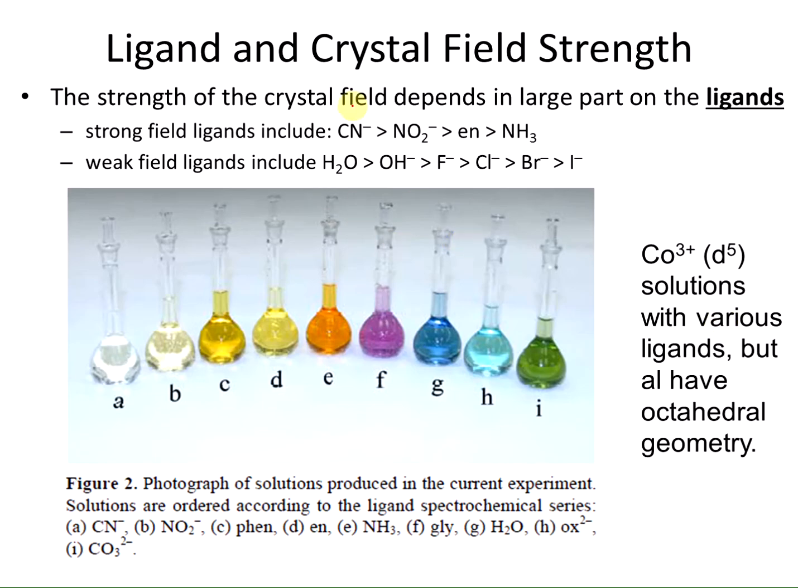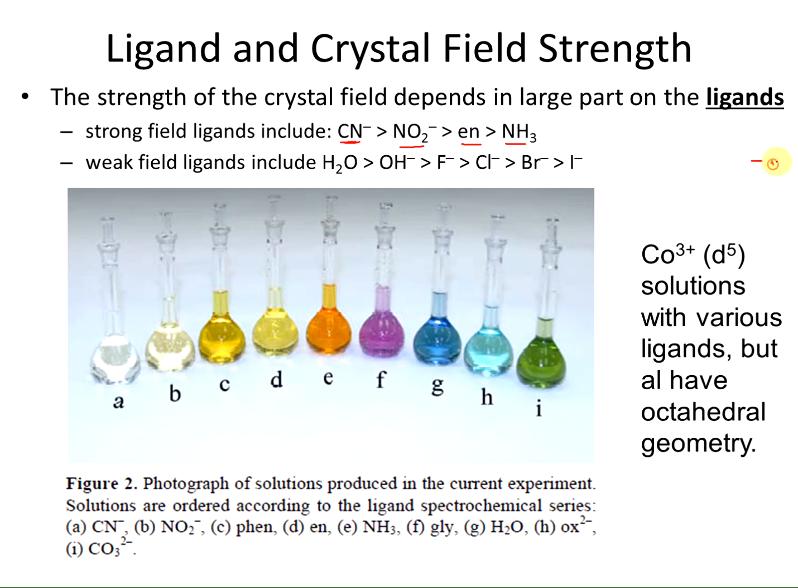Now the strength of the crystal field depends in large part on the ligands that are bound to the metal. And there are things that we call strong field ligands. Strong field ligands include things like cyanide, the nitrite, the ethylene diamine, and the amine. Weak field ligands include water, hydroxide, and the halogens. Weak field ligands weakly split the d orbitals.